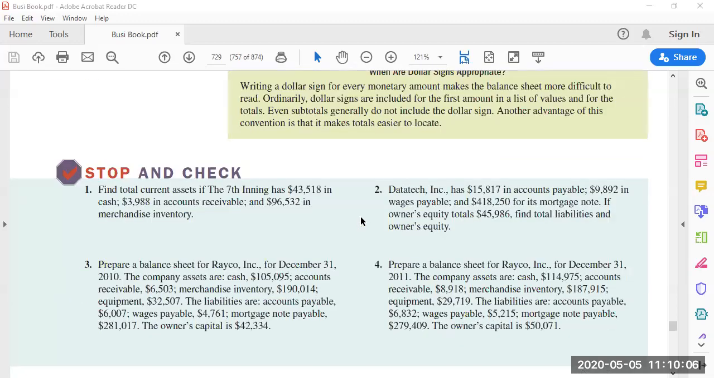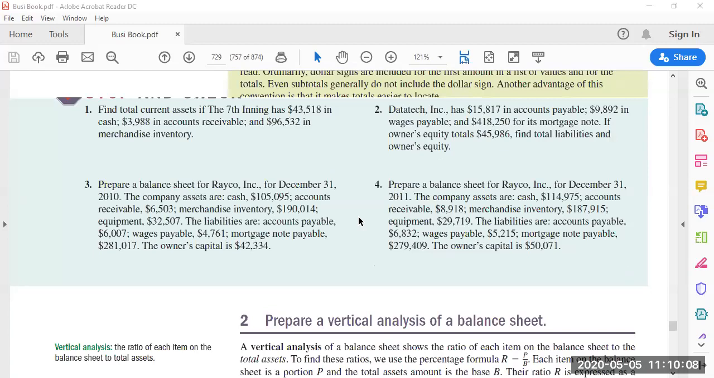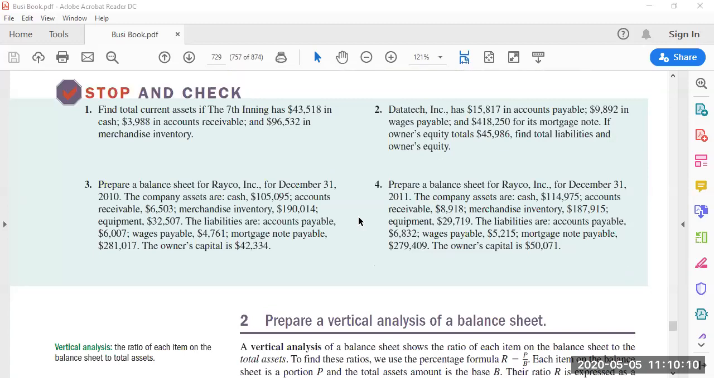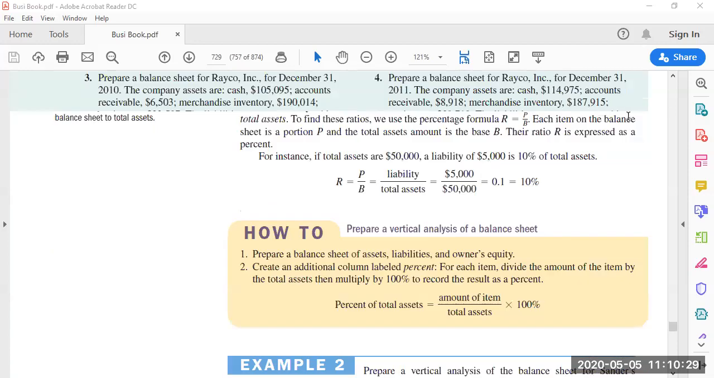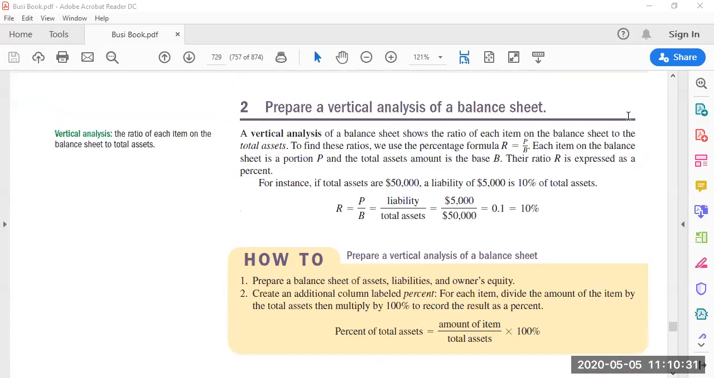At this point, it's probably a good idea for you to take a practice with these stop and check exercises. Take a look at one or more of these. Take a moment, fill it out, check your answers in the back of the book to make sure you're on the right track before moving forward. And so in the next video, we will discuss how to prepare a vertical analysis of a balance sheet. We'll see you then.